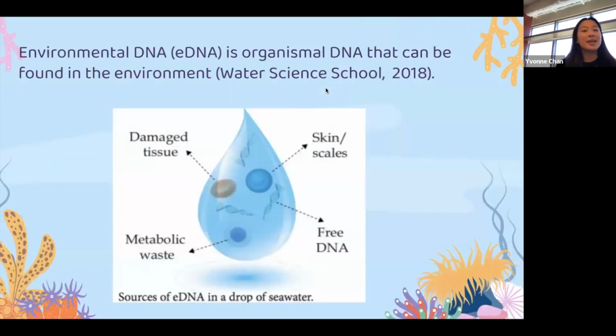First, environmental DNA, or eDNA, is organismal DNA that can be found in the environment. So it can be found from damaged tissue, metabolic waste, skin and scales, and free DNA. So essentially, wherever a living organism goes, it leaves some trace of itself behind. And in the case of seawater, these are often ways that it gets into the water. And my goal is to essentially take this DNA and analyze it.